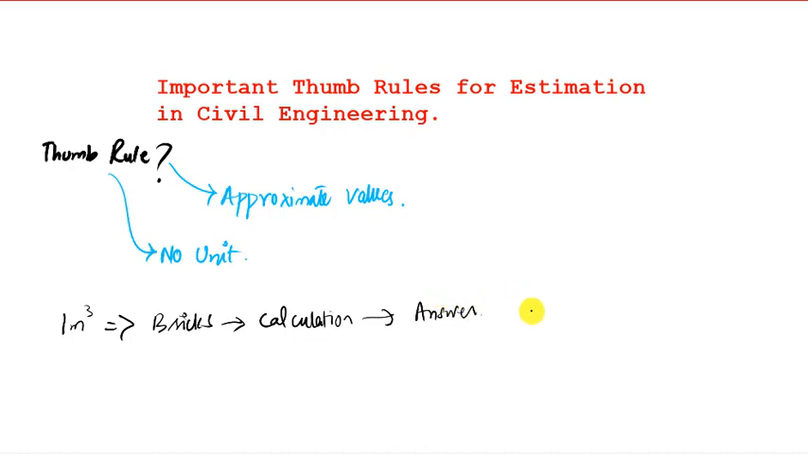But these calculations will be time taking. So in many cases we actually need an approximate answer, and we are time bound. If we are time bound, then we need to get an approximate value, and for that we actually use thumb rules, right?